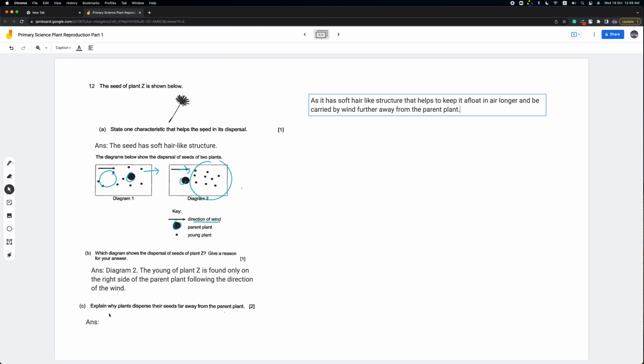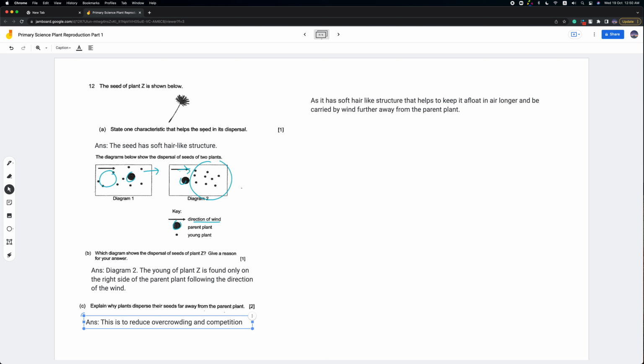Next, explain why plants disperse their seeds far away from parent plant. This is actually not really an explain question. You just need to follow the key phrase standard answer. I always say it's a standard answer. This is to reduce overcrowding. Some people use the word prevent overcrowding. I've not seen anyone being penalized for using the word prevent or reduce overcrowding. And competition. Do not use the word fight. I've seen students penalized for using the word fight. So the word is competition.